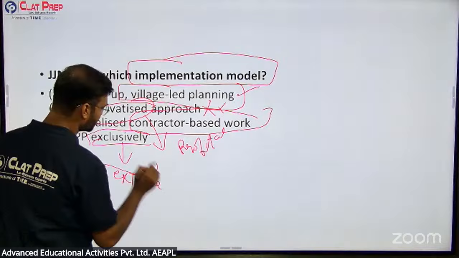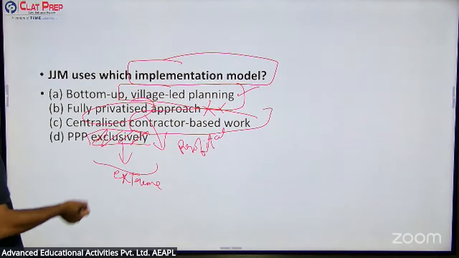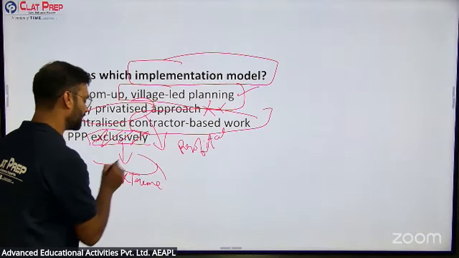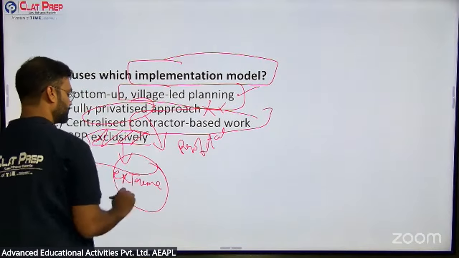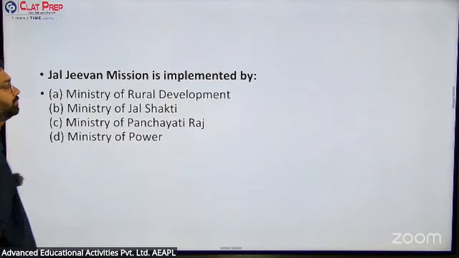Now, whenever we see an extreme word, it should raise a red flag in our mind that there are very high chances that this option would be incorrect. Now, 90% of the time, whenever there are extreme words in the options, they are incorrect. 90% of the time at least.